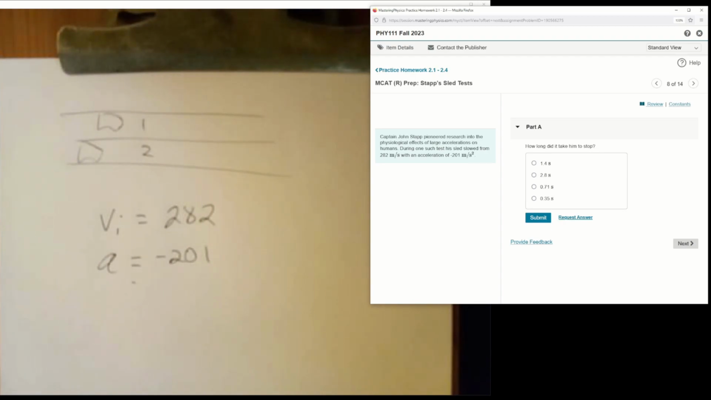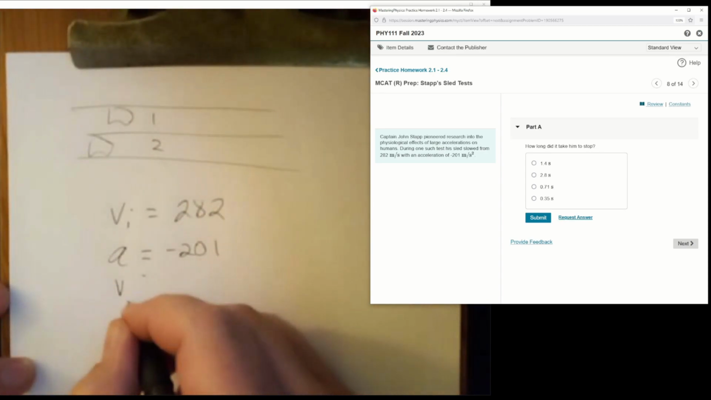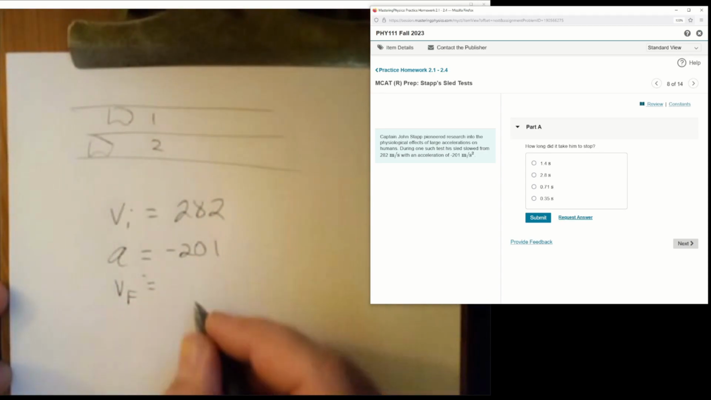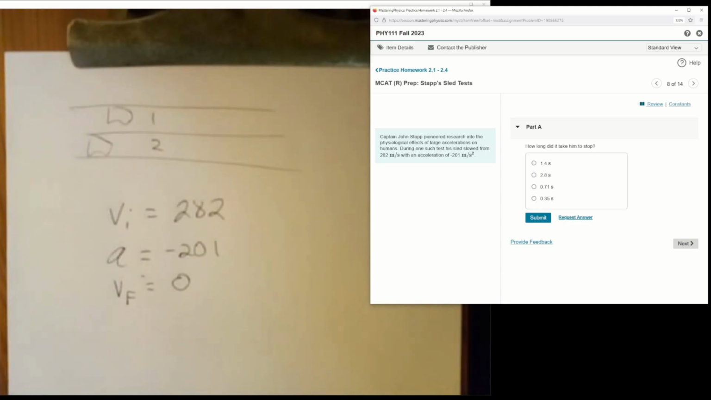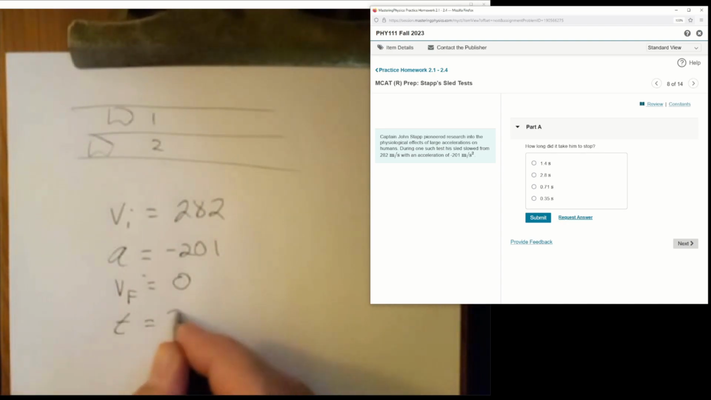Now there's something else here to remember, is that the sled stops. If you look at the question, it says, how long does it take the sled to stop? Well, the sled stopping means you will have a final velocity of 0. And this is our information. And then they're asking for time.